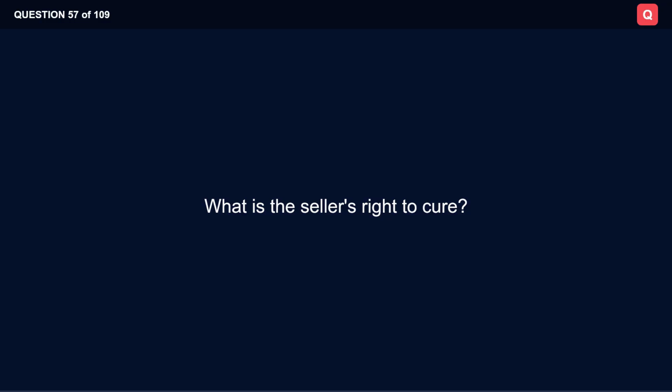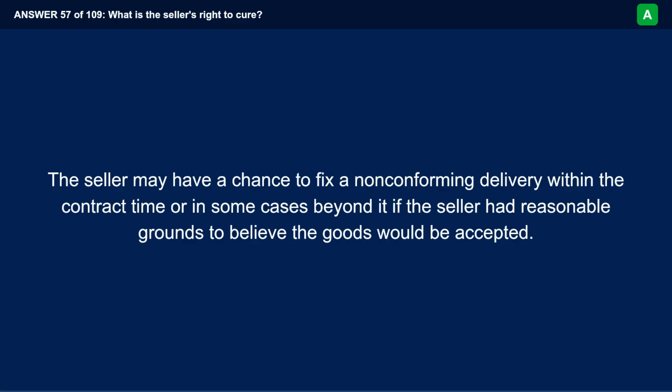What is the seller's right to cure? The seller may have a chance to fix a non-conforming delivery within the contract time, or in some cases beyond it, if the seller had reasonable grounds to believe the goods would be accepted.